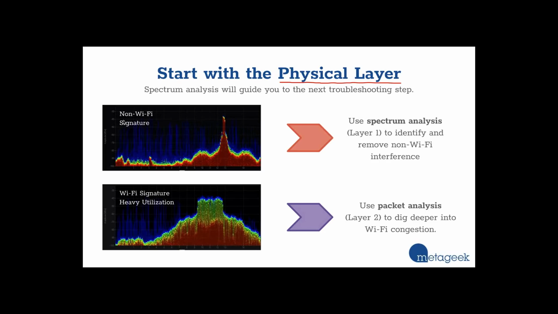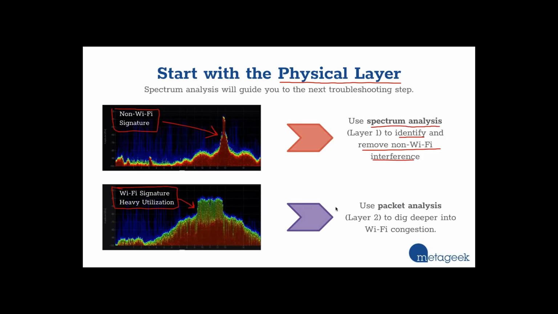Now, it's going to show me one of two things. If I fire up my spectrum analyzer and I see something like this, that is a non-Wi-Fi signature. I'm going to go, oh, okay, there's a non-Wi-Fi device here. I'm going to use spectrum analysis to identify and remove that non-Wi-Fi interference. Now, let's say that I see this signature instead. That is the signature that Wi-Fi makes, or one of the signatures that Wi-Fi makes. And I can see that the channel is really, really busy, where the channel is overcrowded.